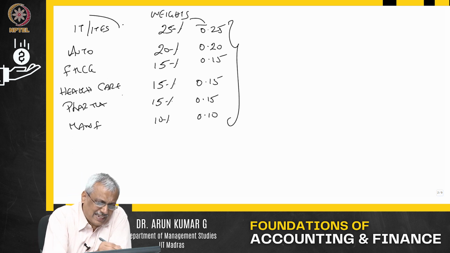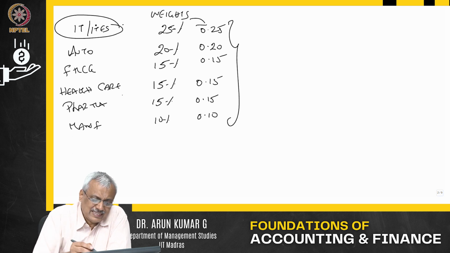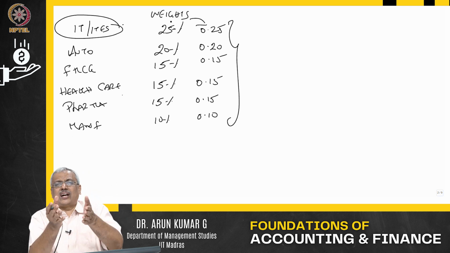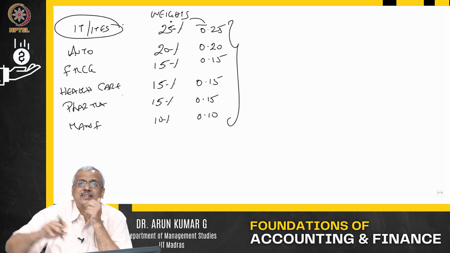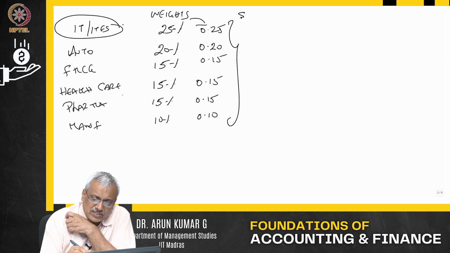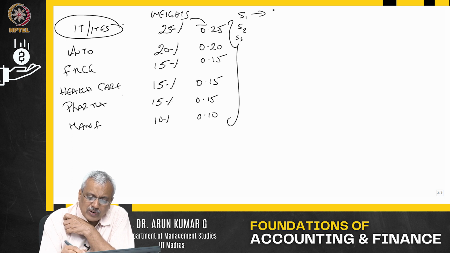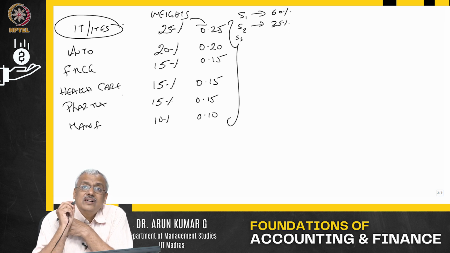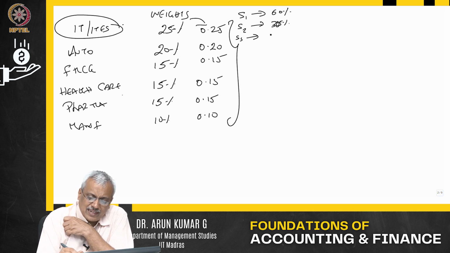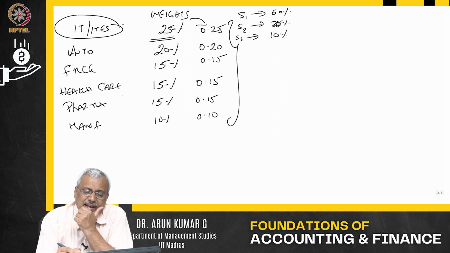Now in this IT and ITES sector, I will look at which stocks are contributing the maximum volume in the IT sector itself. Supposing I pick up 3 stocks out there: stock 1, stock 2 and stock 3. And I feel stock 1 is contributing about 60% of this 25%. Stock 2 is contributing roughly another 30% of this 25%, and stock 3 is contributing about 10% of this 25%. Then stock S1 will have a weight of 0.25 into 0.6.